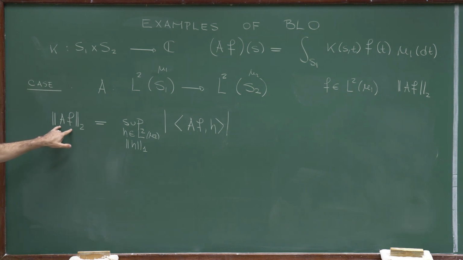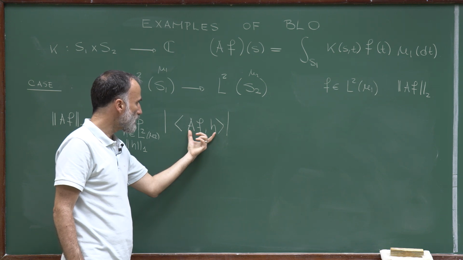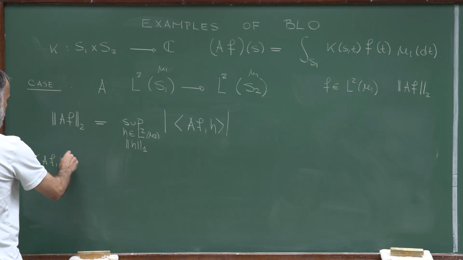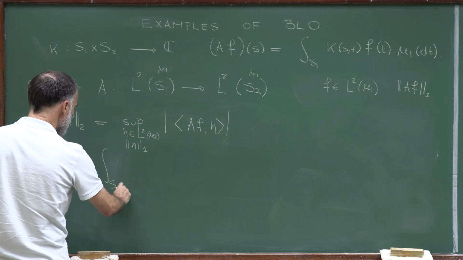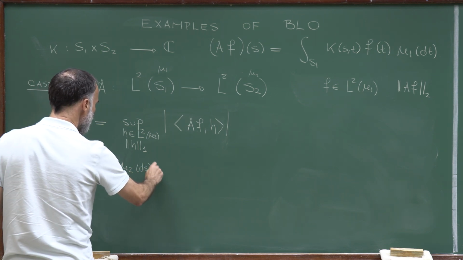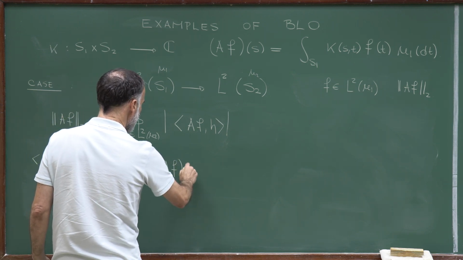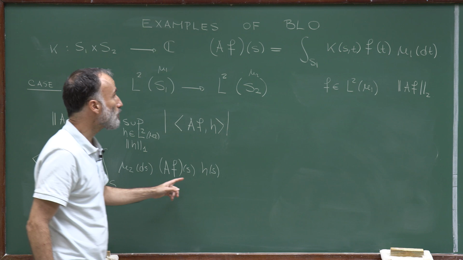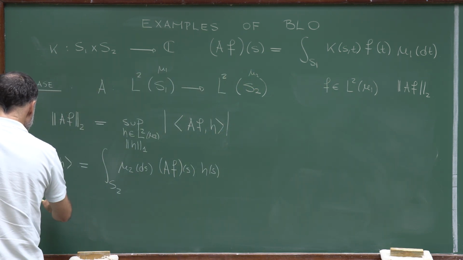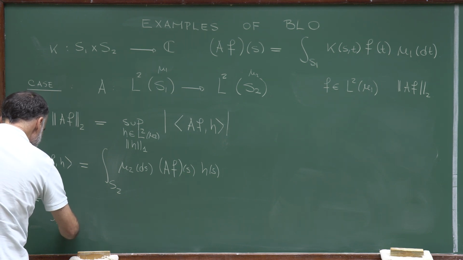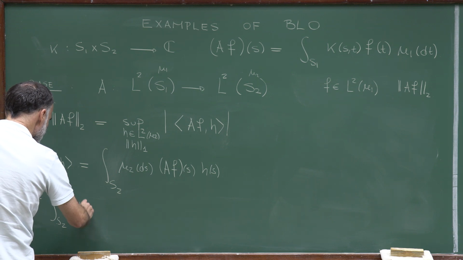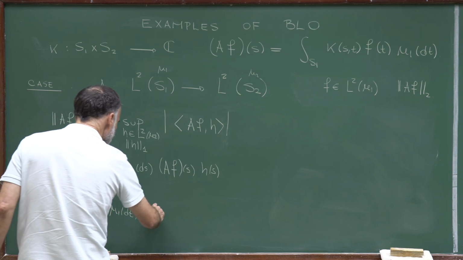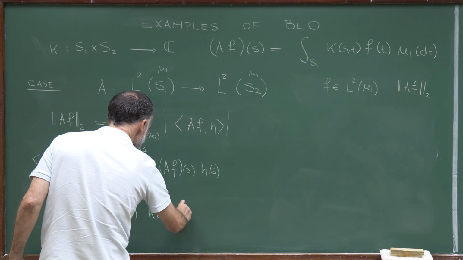So if I want to estimate the L2 norm of Af, what I need to do is to estimate this scalar product. So let me write this scalar product (Af, h). Well, by definition, this is the integral over S2 of mu2(ds) Af(s) h(s). Now, I have an explicit formula for Af. It's given by this expression. So this is equal to the integral over S2 mu2(ds), the integral over S1 mu1(dt) of K(s,t) f(t) h(s).